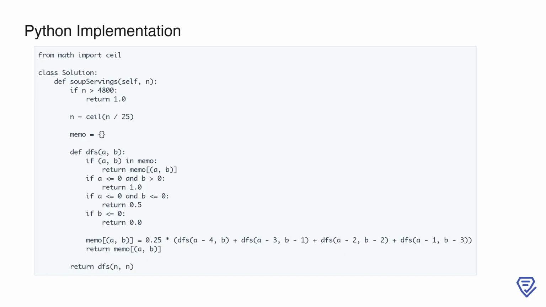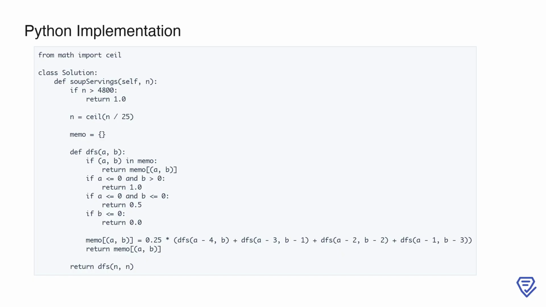The solution to the soup servings problem is implemented using dynamic programming with memoization to optimize recursive calculations. First, we handle a special case where the input n is greater than 4,800. For large values of n, the probability approaches 1.0 due to diminishing probabilities of soup B finishing first. This optimization avoids unnecessary computation for large inputs. Next, the input n is scaled down by dividing it by 25 and rounding up. This simplifies the problem by reducing the granularity of serving sizes.